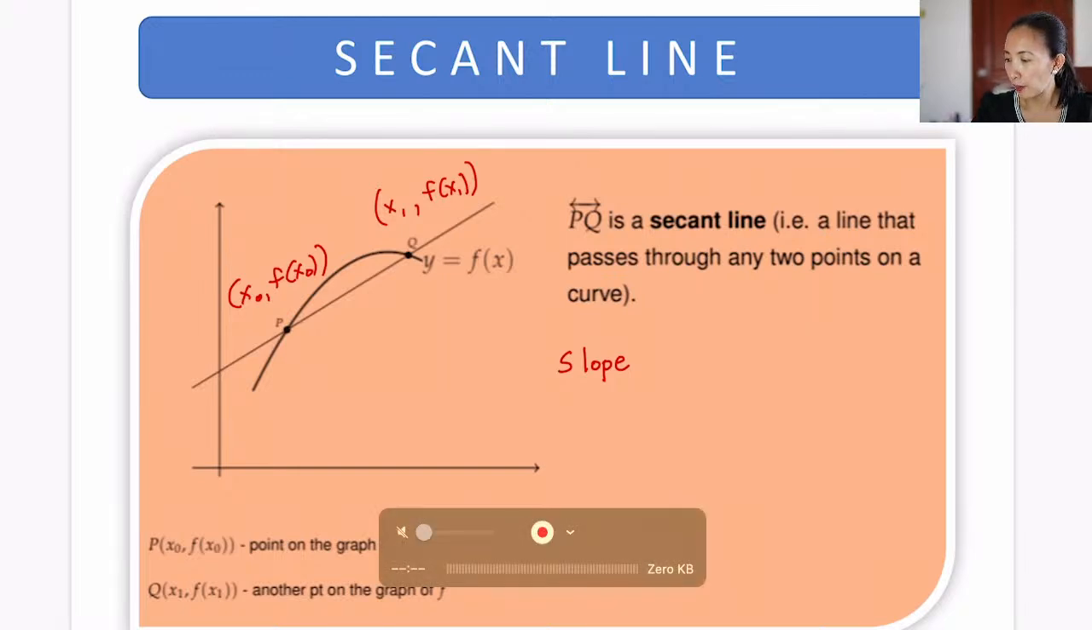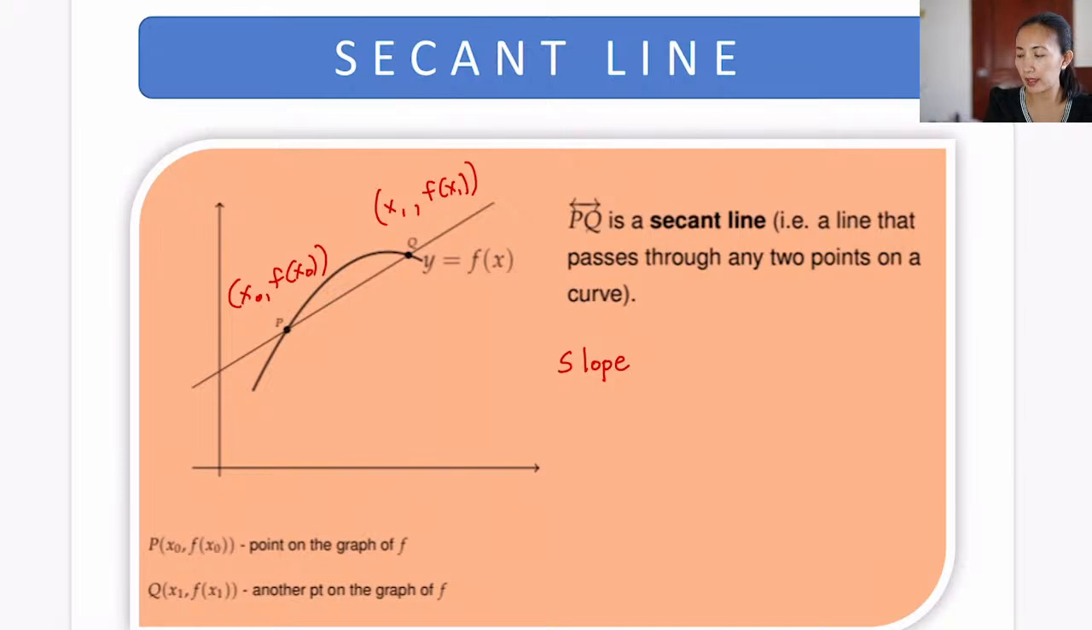The slope of the line, can you remember the concept of a slope? What do we understand by slope? What's your idea of a slope? Slope refers to the steepness, or we often say the rise over the run.